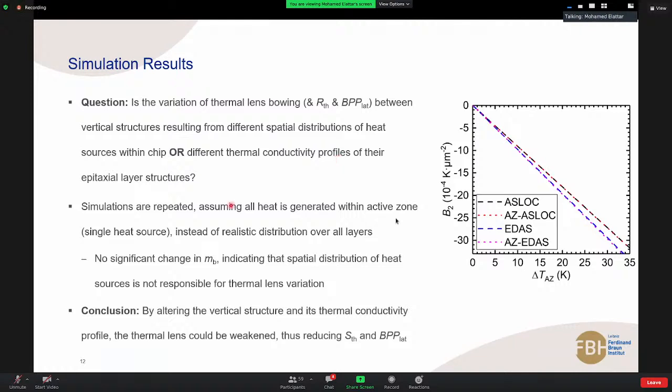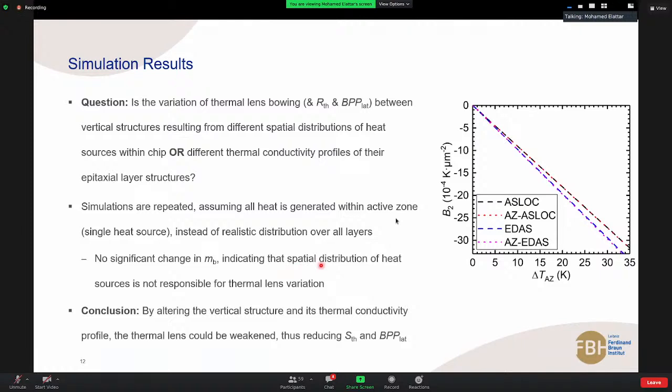So to answer this question, we repeat the same simulation, but now instead of a realistic distribution of heat sources over the structure, we assume that all the heat is generated within the active zone. So the active zone is the one heat source here. And when we repeat the measurement, we found that there is almost no difference in the bowing variation rate.